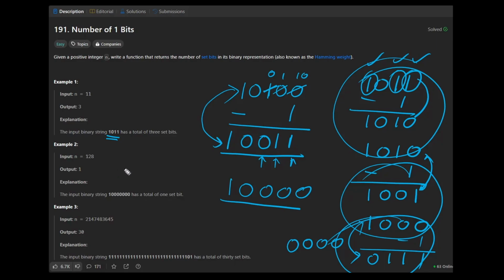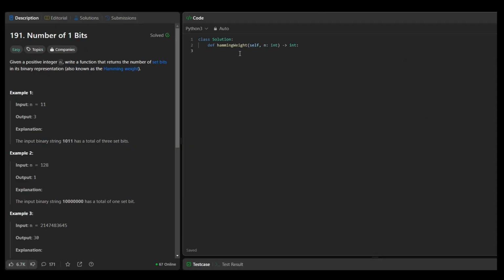Let's see how we implement it in code. So I am here in the code editor. I am given this function hamming weight and the number n is the input. Let's say I have a result assigned to 0 initially. I have 0 number of 1 bits at this point. Next, every time we destroy a part of that number and we do it until we reach 0. We can say while n is greater than 0, let's continue. If it becomes 0, we end this loop.